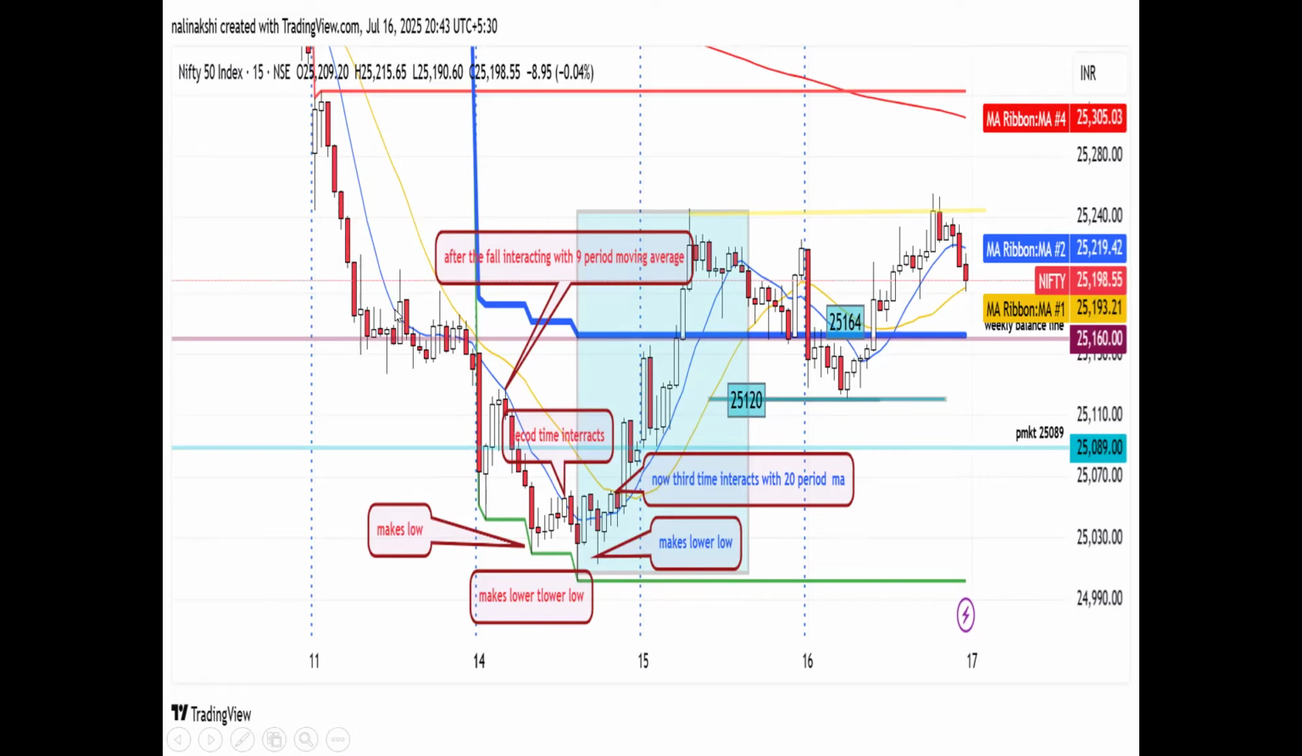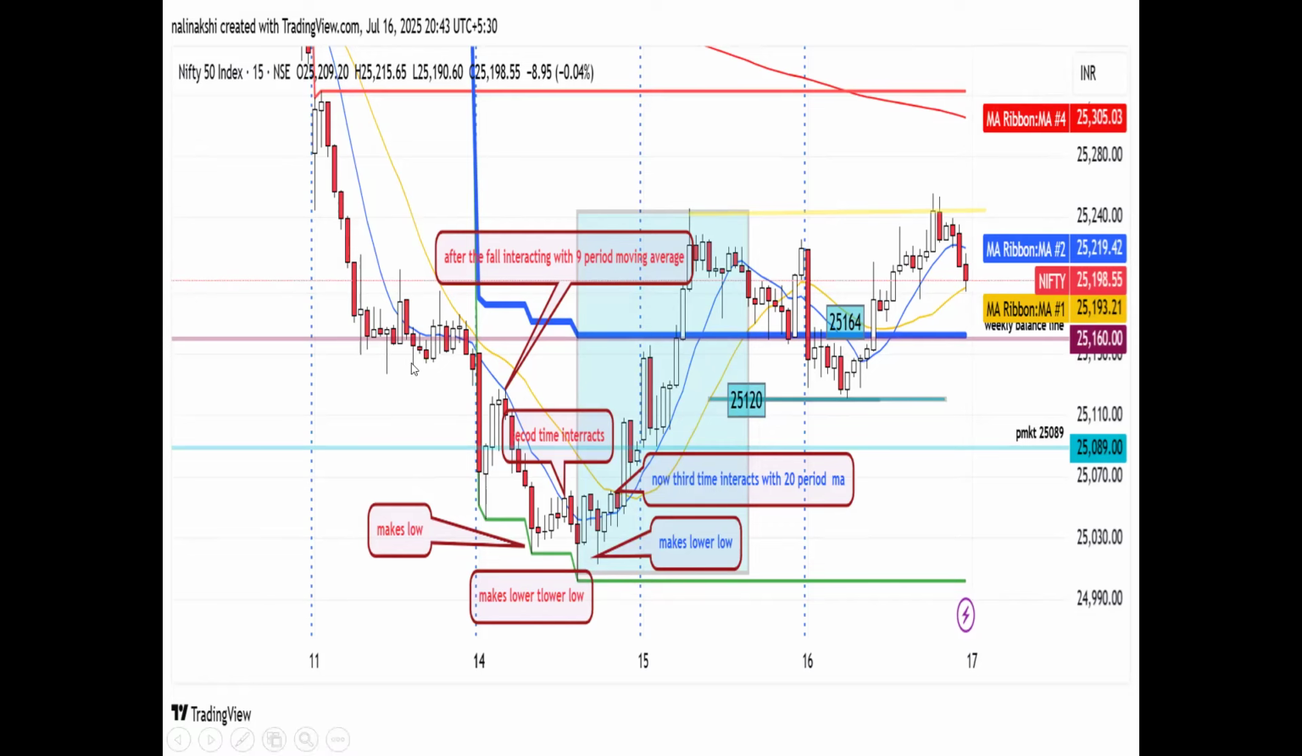So people do get confused and enter into the trade because they think it is a reversal setup, and they will get trapped and start losing money. Why you should not enter into this trade? Because even though it is interacting with the moving averages, the price was making a lower high, and after making a high, it made a lower low. See the difference. I will explain everything in detail.